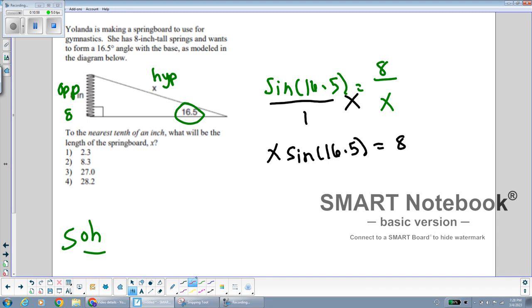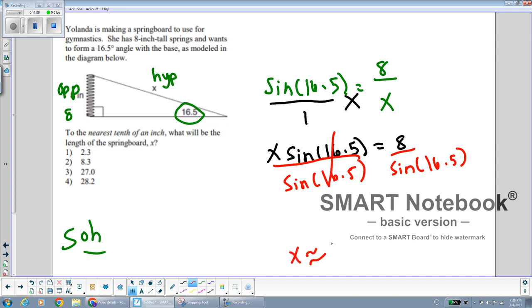And then let me divide both sides by sine of 16.5 to get the X by itself. And if I type this into my calculator, because I do need to round to the nearest tenth of an inch, 8 divided by sine, that's the SIN button, 16.5. And I get approximately 28.2 in my calculator, which is answer choice 4.